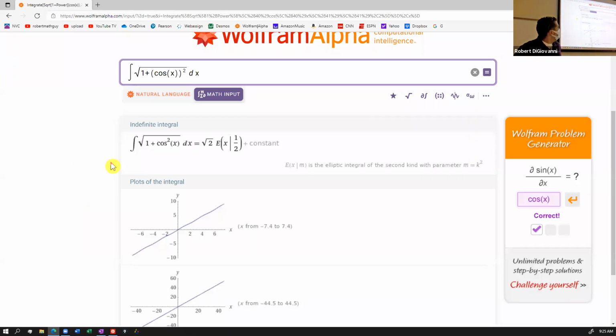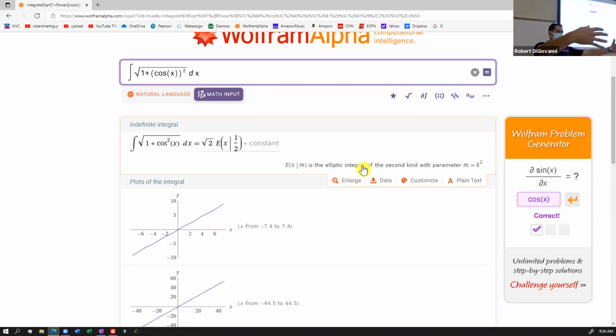It found something. The square root of 2 capital E of x with this bar and 1/2. What the heck? Oh, this right here is the elliptic integral of the second kind with a parameter m equals k squared. Okay, that basically means that this is beyond the scope of this class. All right, there's nothing that we can do to find the antiderivative of that by hand. I think I told you all this early in the semester. If I didn't, I'll say it again.